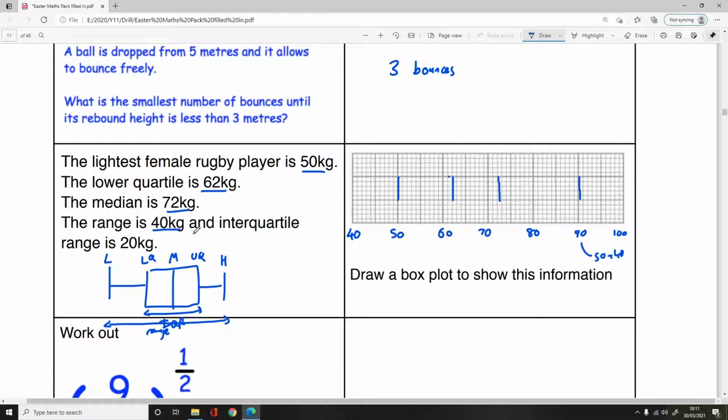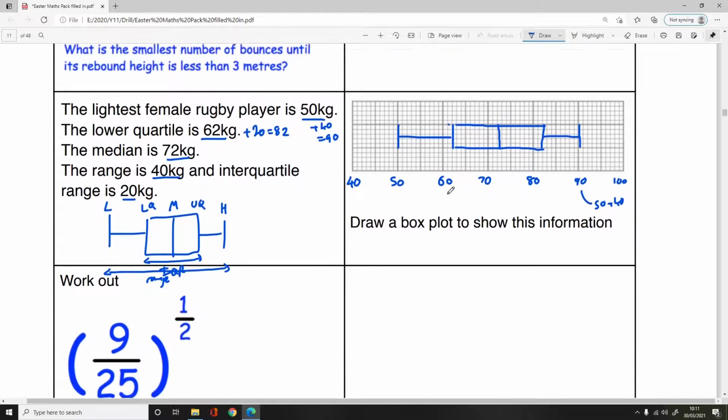And then we need to decide our upper quartile. So remember that the difference between the lower quartile and the upper quartile is 20, and is also the interquartile range. So if we add 20 on that, we'll get the upper quartile as being 82. And just to repeat, we added on 40 to that to get the highest was 90. So our upper quartile is 82. Let's make a mark there. And then all we need to do is put it into a box plot formation. Cool. Okay, let's move on.